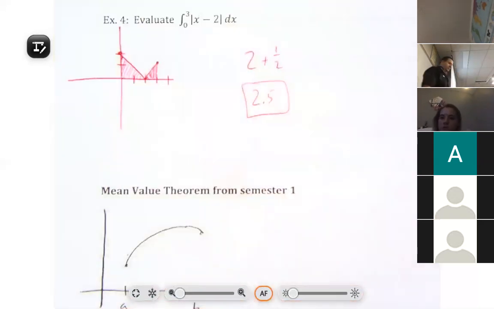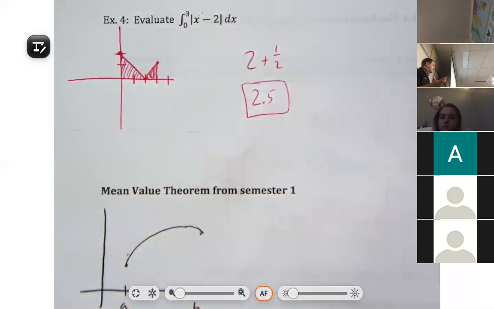What do you guys think so far? Is your little brain okay? For now. That's what I'm saying. Okay. Just want to make sure we're all good.